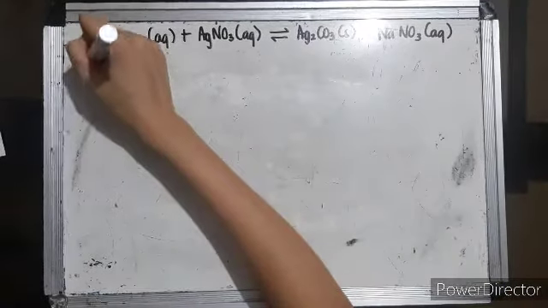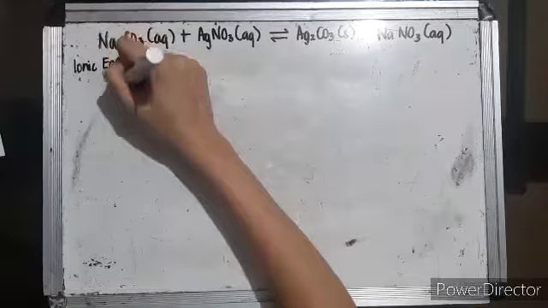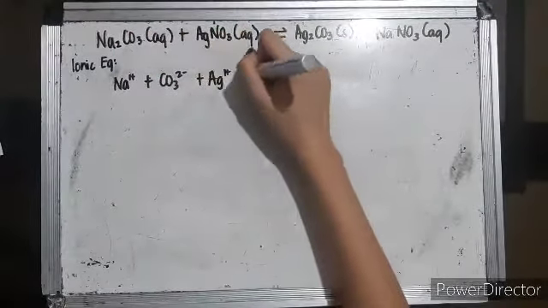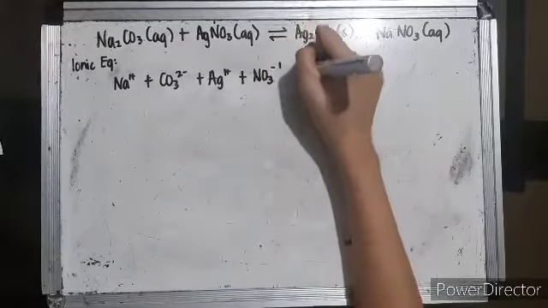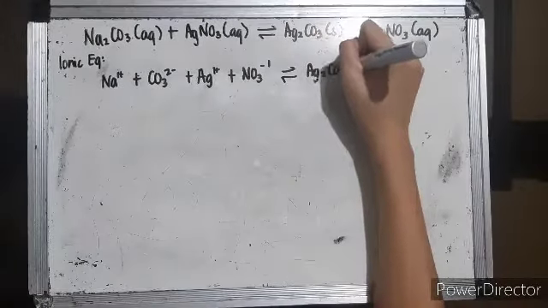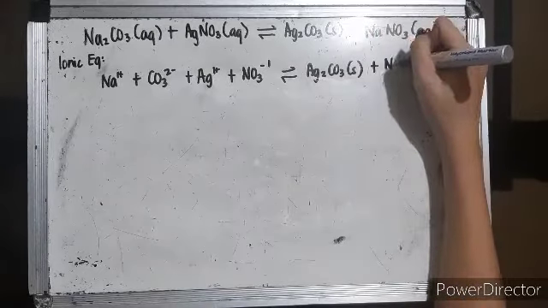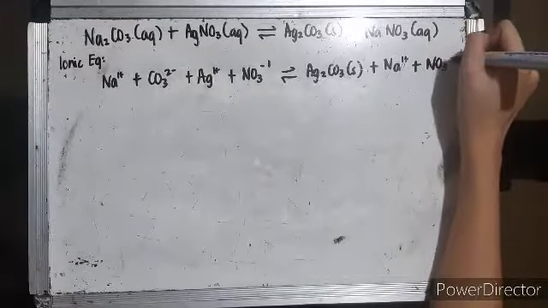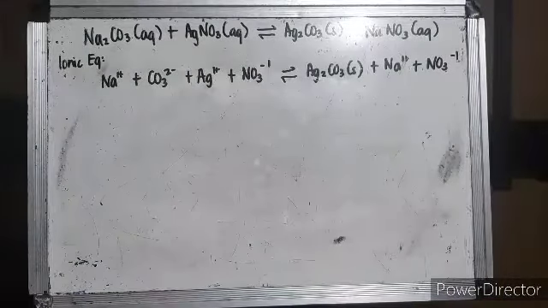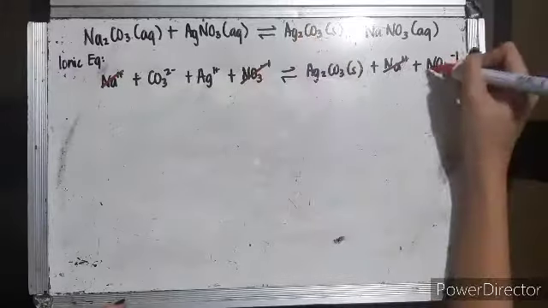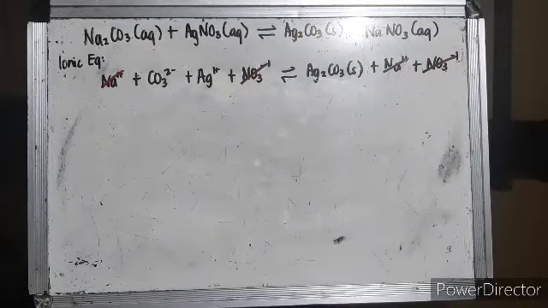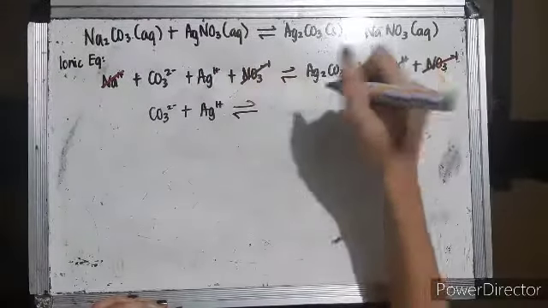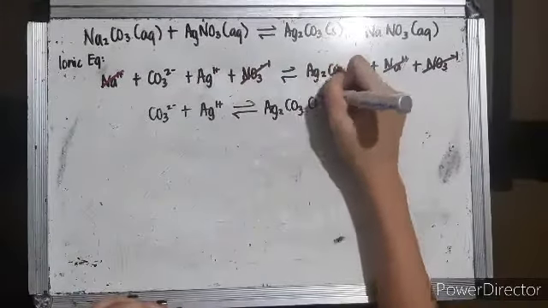So your ionic equation now would be your sodium plus carbonate plus silver plus nitrate will yield your precipitate, your silver carbonate plus sodium plus nitrate. And then, we will cancel out your spectator ions, which would be your sodium and nitrate. And then, yung matitira sa equation nyo would now be carbonate plus silver will yield your precipitate, silver carbonate.